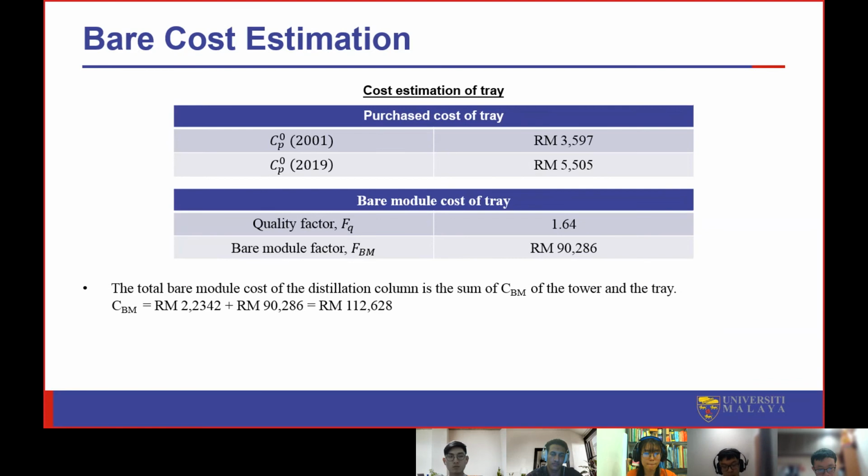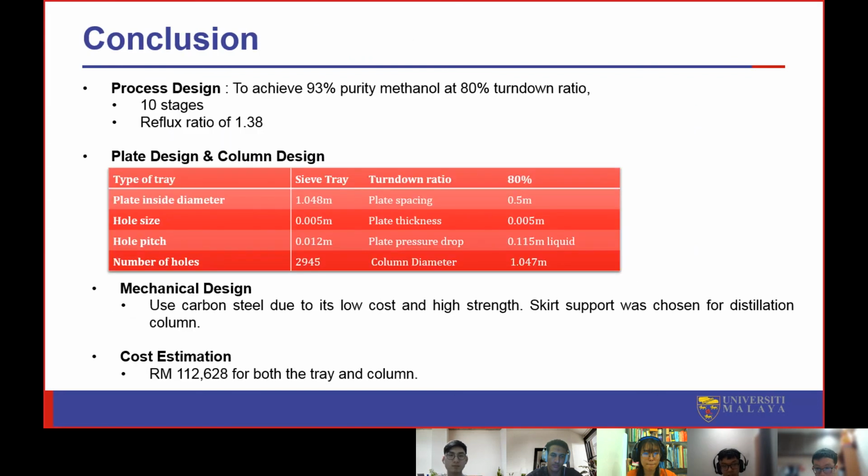For the cost estimation of the tray, we will be using a quality factor of 1.64, and we obtain a bare module cost of 90,286. Combining both of the bare module costs, which is the bare module cost of the tray and also the bare module cost of the column, we will obtain a total bare module cost of 112,628. Next slide.